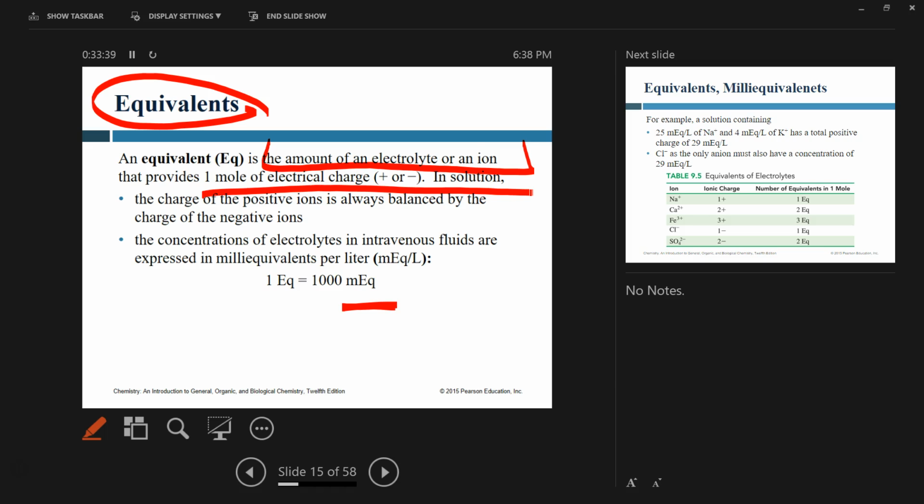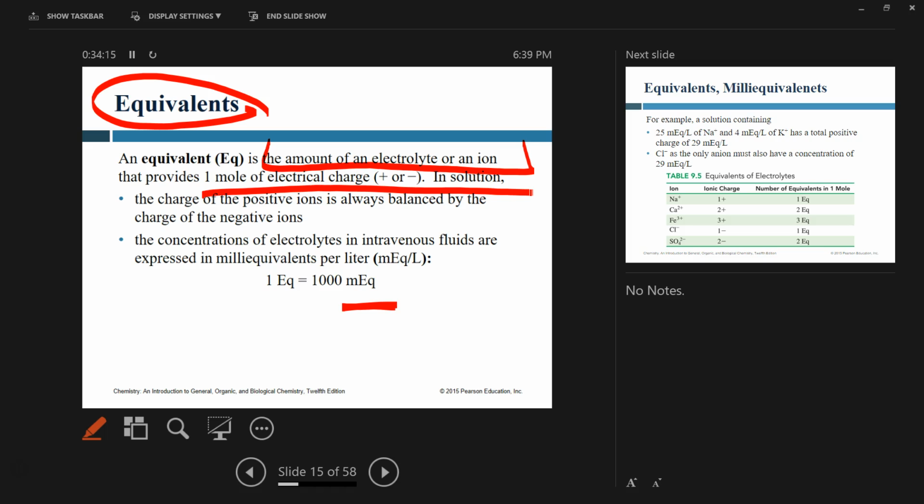And I want to ask you now, what is a mole? Say again? A number. And that is it. It's a number. Does that make sense? So 1 equivalent means that you have 1 mole of a positive charge or 1 mole of a negative charge. Are you with me?